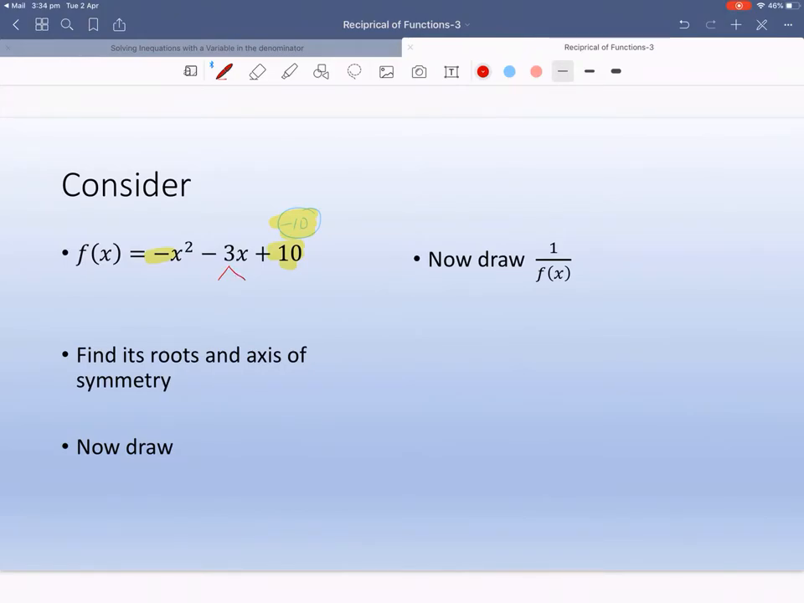What factors of minus 10 add up to give us negative 3? If you said minus 5 and 2, you'd be right. So let's do it: minus x squared minus 5x plus 2x plus 10.